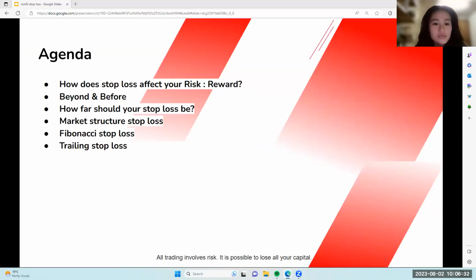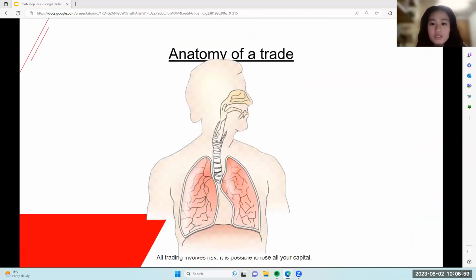So here's our agenda for today. Firstly, we'll talk about how stop loss will affect your risk to reward ratio beyond and before. If you're wondering what that is, we'll get into that in a little bit. And then how far should your stop loss be, market structure stop loss, Fibonacci stop loss, and then we'll go through a couple of trailing stop loss strategies as well. But first things first, we'll go through the anatomy of a trade as well as some risk management strategies.